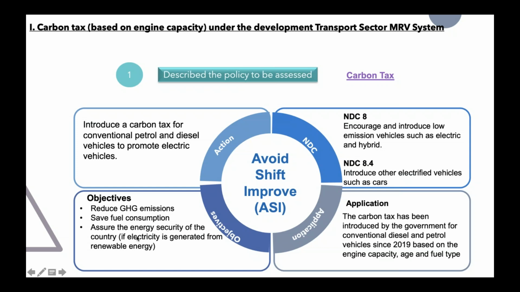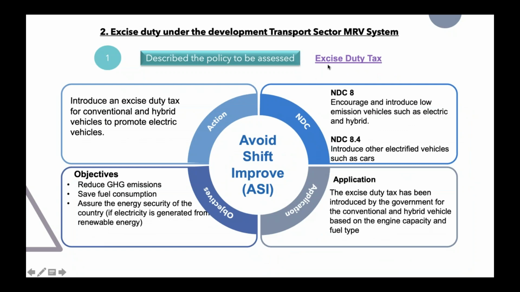And then, of course, the general objectives were also to reduce emissions, save fuel consumption, and improve fuel efficiency. But the most important thing is that this was an existing policy to promote the electric vehicle, replacing conventional gasoline-based vehicles. And for the excise duty, which was the same, the government was trying to promote electric vehicles by giving certain concessions for electric vehicles, while imposing higher duties on gasoline vehicles. Again, it was also in line with NDC 8.4 and with the same objectives.